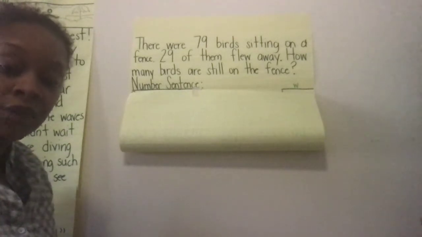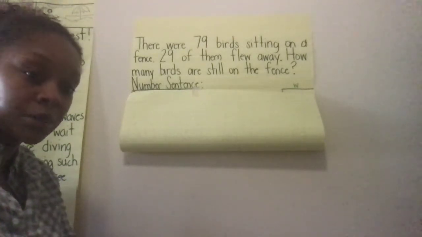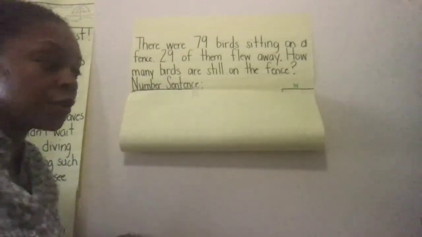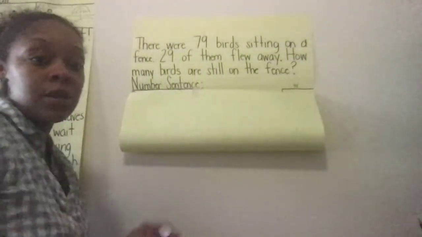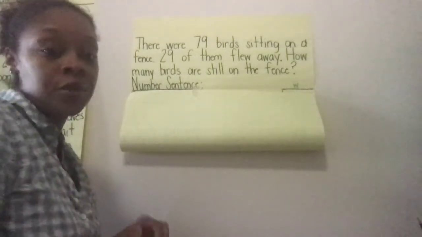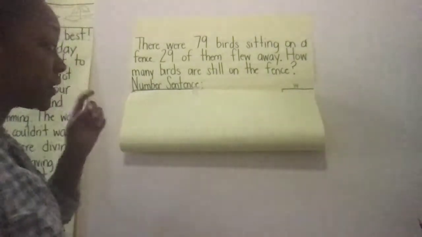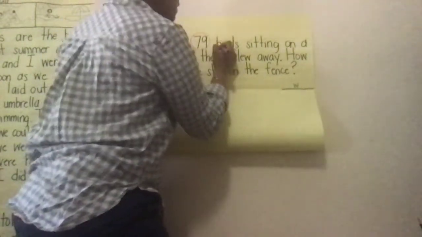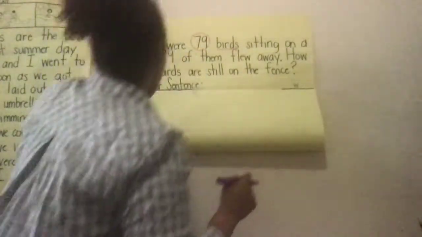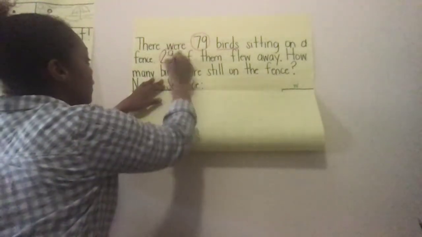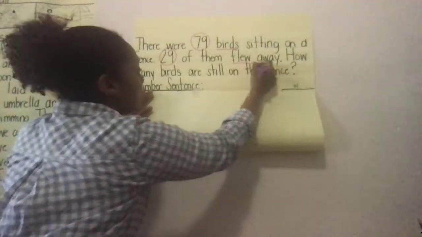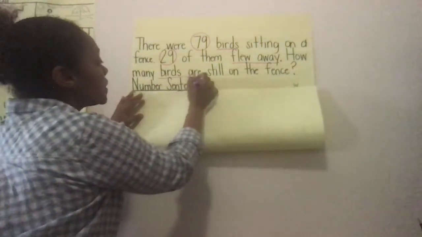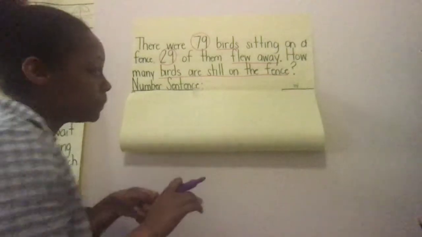During this last read, you're double checking that your number sentence matches the story problem, and then you can go ahead and start making your part whole box. I'm going to read it one more time and mark up while you are double checking your number sentence. There were 79 birds sitting on a fence. 29 of them flew away. How many birds are still on the fence?